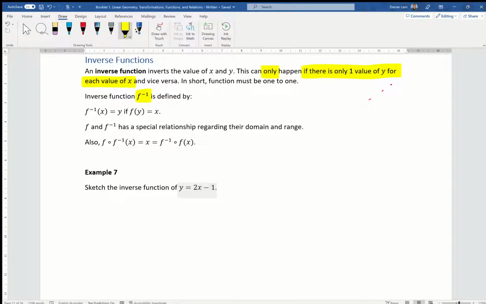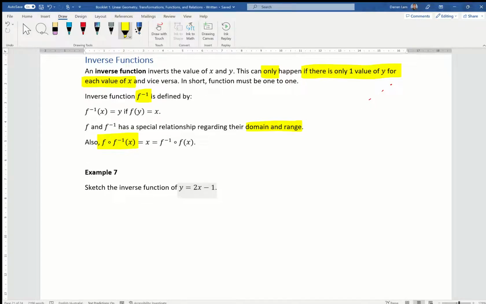There is also a special relationship between the domain and range. You probably already know this by now. The domain of our original function is going to be the range of the inverse function, and the range of our original function is going to be the domain of our inverse function. It just switches, because we're switching the x and y values. Additionally, f of f inverse of x is just x, and of course the inverse of the original function, apologies, is just x as well.